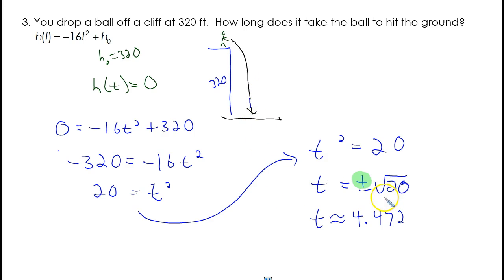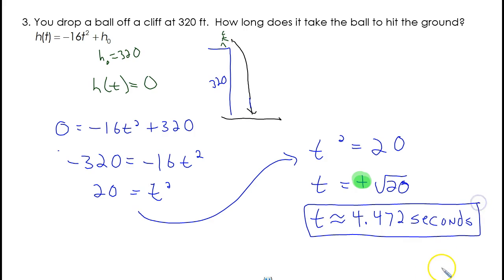You can't throw a ball from the top of a cliff and have it hit the ground before you threw it. You know what I'm saying? So the negative is, in this case, not even useful. We don't need it. We can ignore it. And we get positive 4.472 seconds. It doesn't say that in the problem, does it? But this is measured in seconds. Right, so 4.472 seconds is our answer.